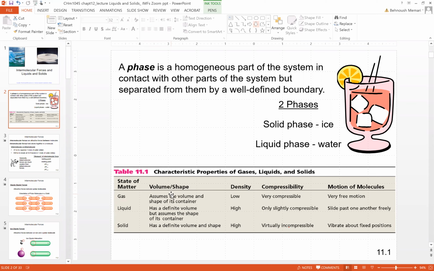Based on compressibility, we talked about gases in previous units, that they are more compressible because of the space between the molecules. And the gas molecules are in constant motion, in straight-line directions.